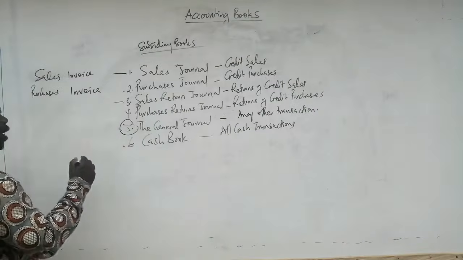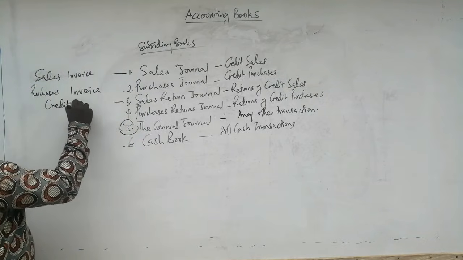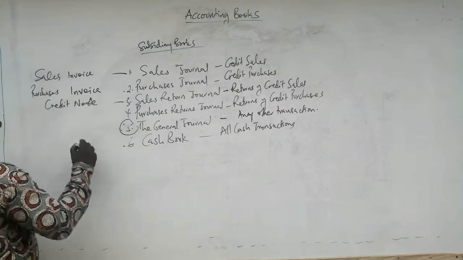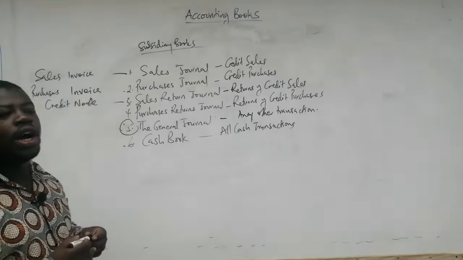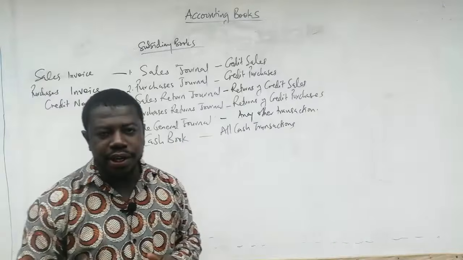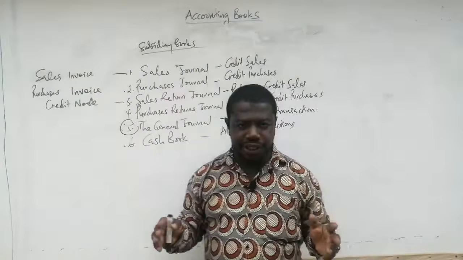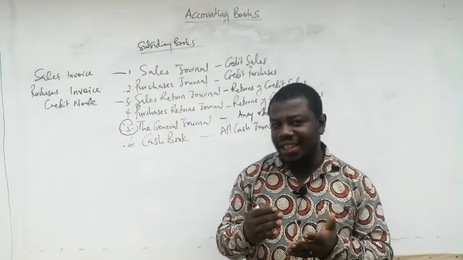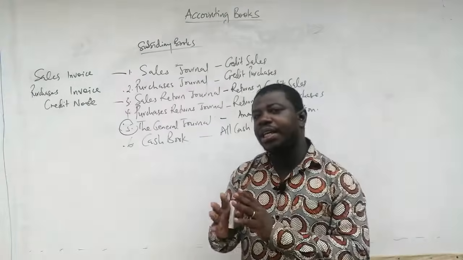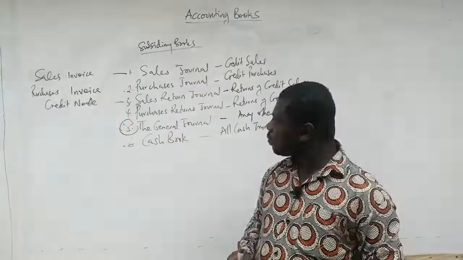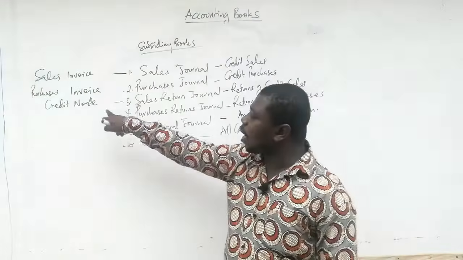And so for the sales returns, the source document is the credit note. The credit note is the source document for recording in the sales returns journal. Why is it called credit note? Now, it is called credit note because, remember that when you sell to anyone on credit, the customer becomes a debtor to you. Now, the debtor has a debit balance, meaning that you debit the debtor's account. And so when the debtor returns goods to you, the debtor will attach a credit note.